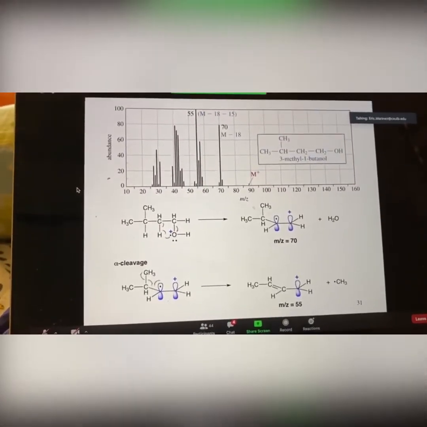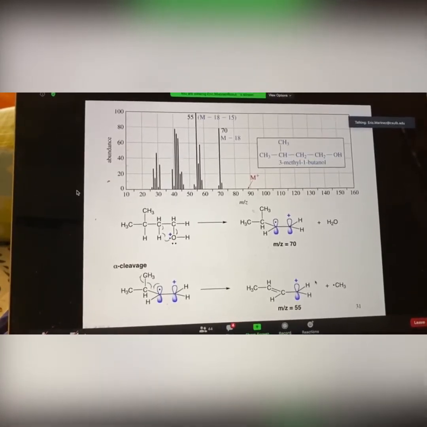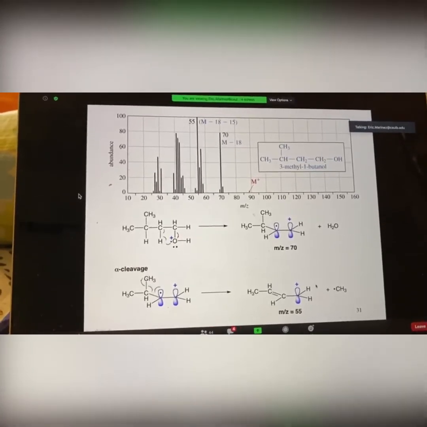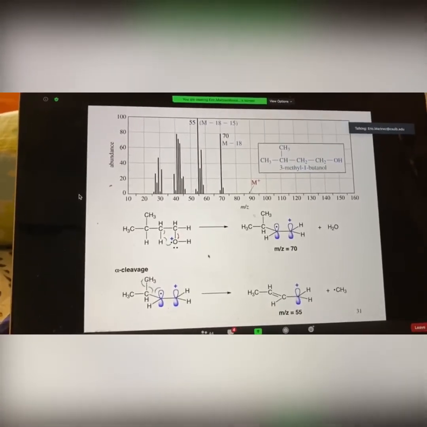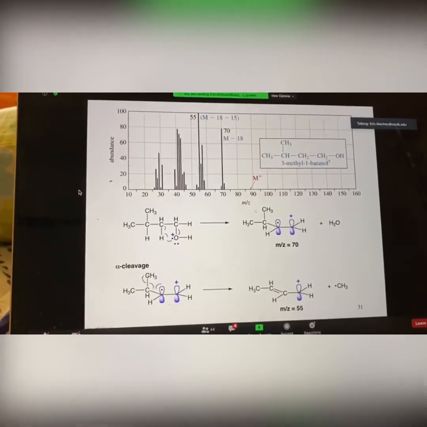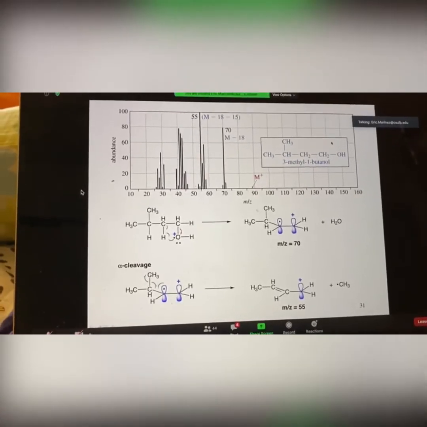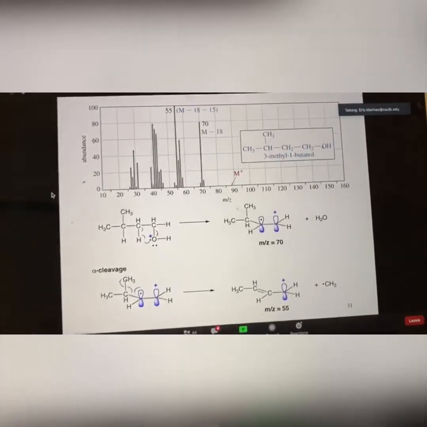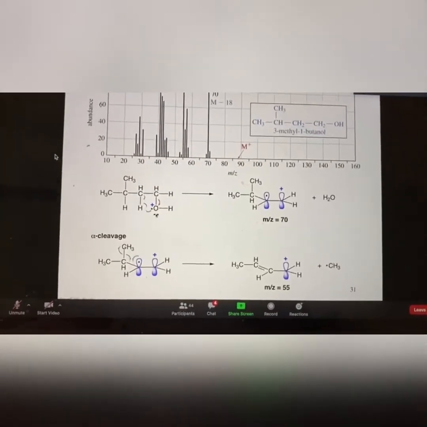Here's another way of losing water. Okay, so here's an example of that. This is 3-methyl-1-butanone. I drew that using this. Electron impact ionization should remove an electron from the non-bonding electron pair on oxygen, shown here.